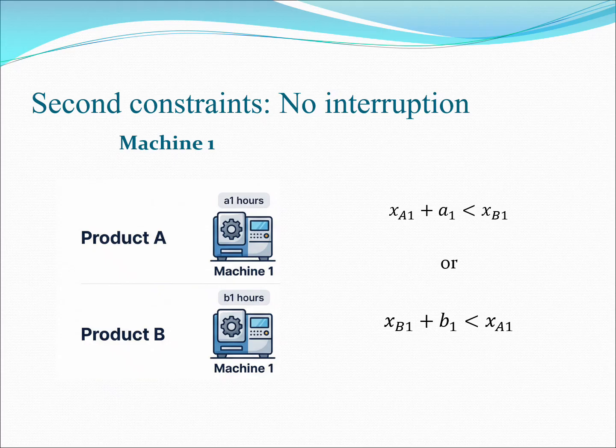The second set of constraints are considered in order to make sure one machine only handles the operation of one product at the same time. In other words, we first have to start the operations of product A on the first machine, and then start the operations of product B, or vice versa. Here we have 2 constraints that only one should hold in the optimal solution.